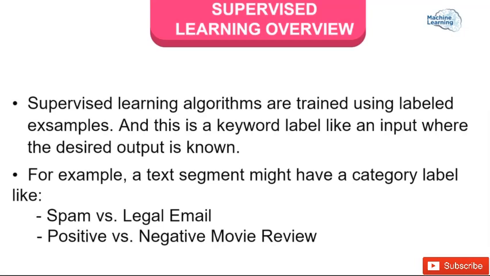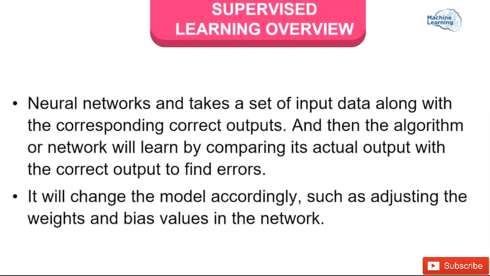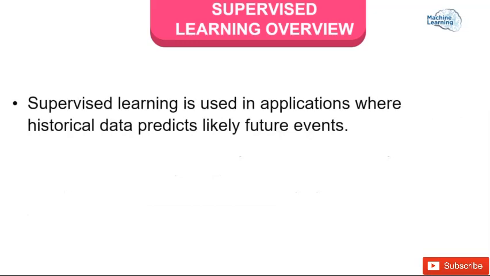So the way this works is the neural network takes a set of input data along with the corresponding correct output. And then the algorithm or network will learn by comparing its actual output with the correct output to find errors. And then it'll change the model accordingly, such as adjusting the weights and bias values in the network. So supervised learning is used in applications where historical data predict likely future events.